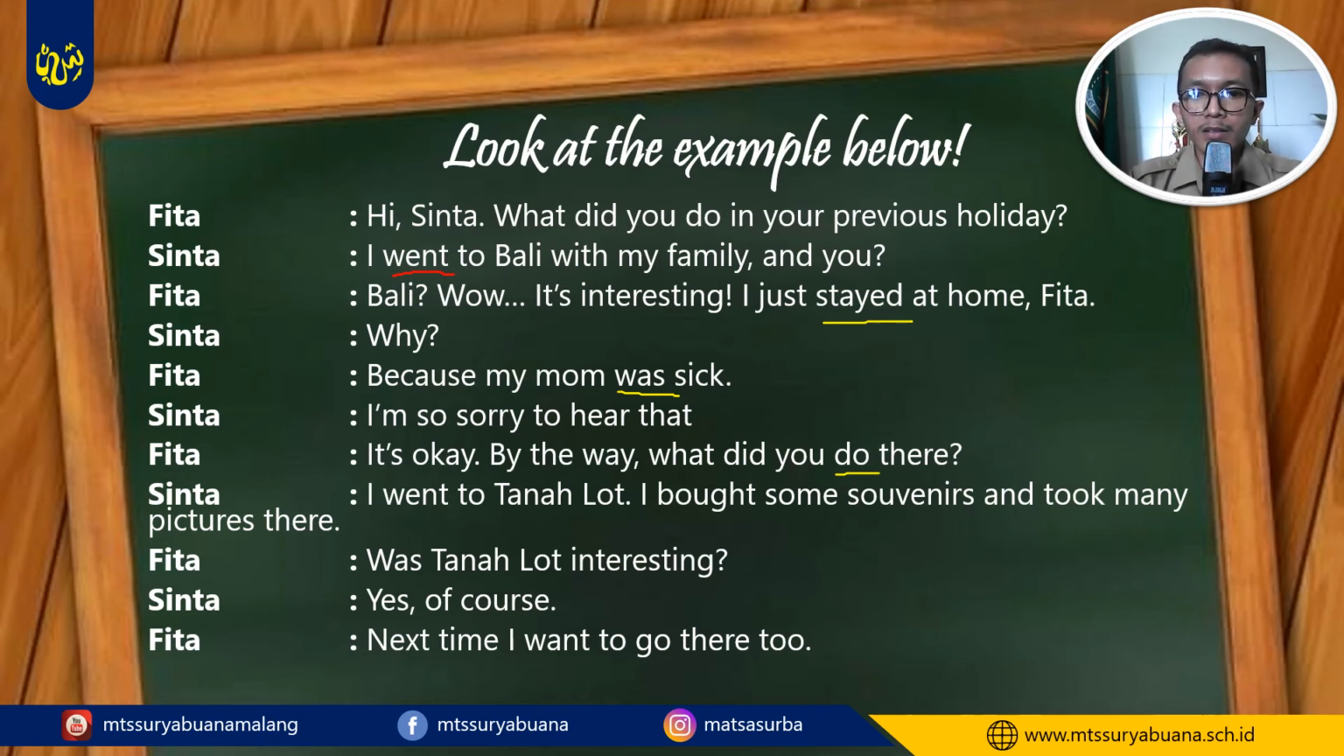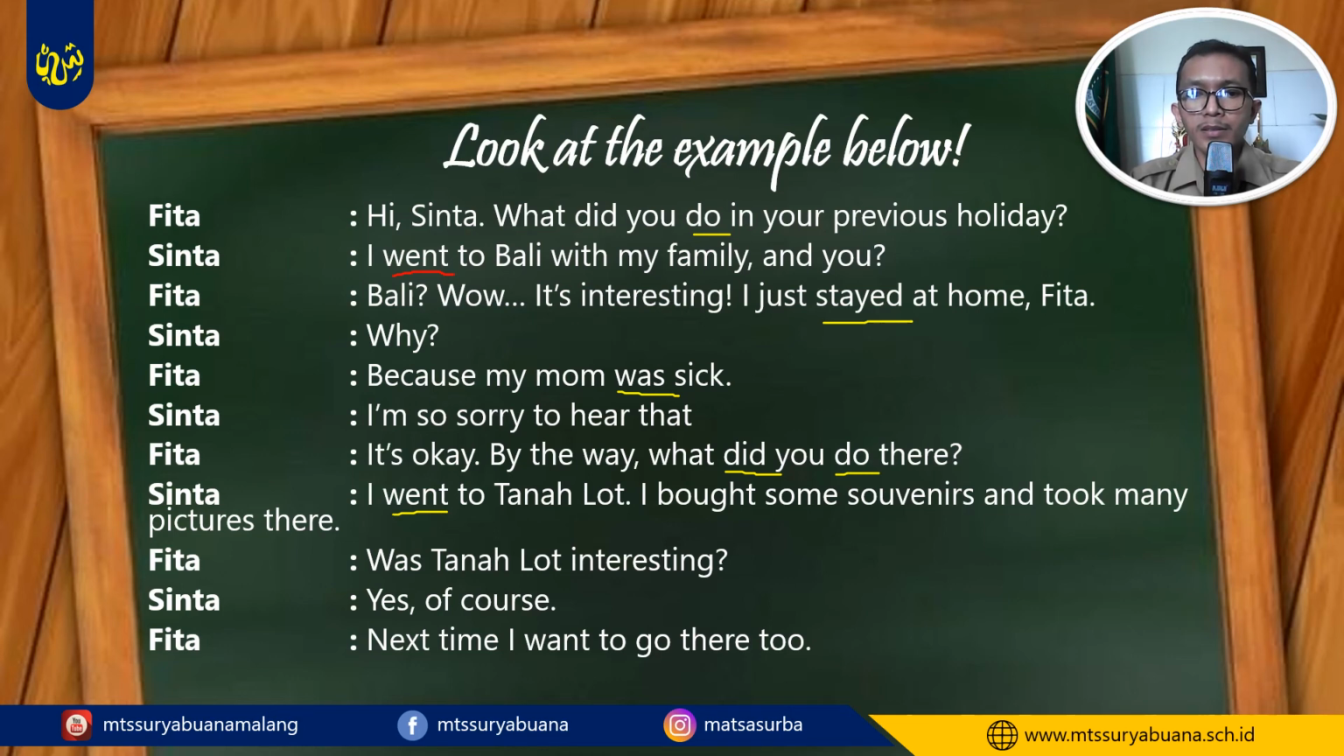In this sentence, it is the same case as the first sentence. Why did you do? The verb here uses the first verb because there is the word did here. So after did, you have to use the first verb. Okay, next: I went to Tanah Lot. The verb is went, the second verb of go.